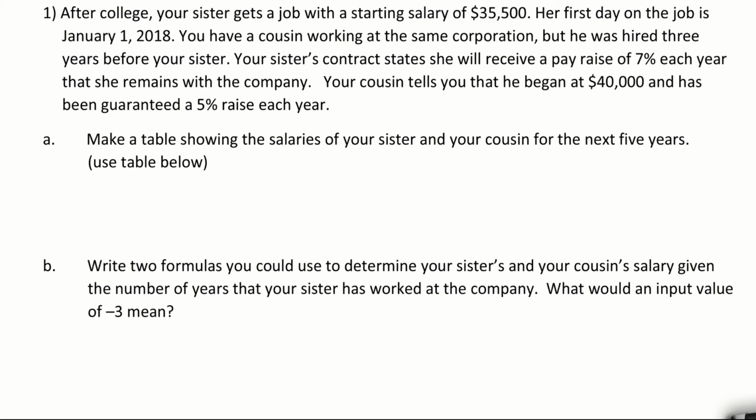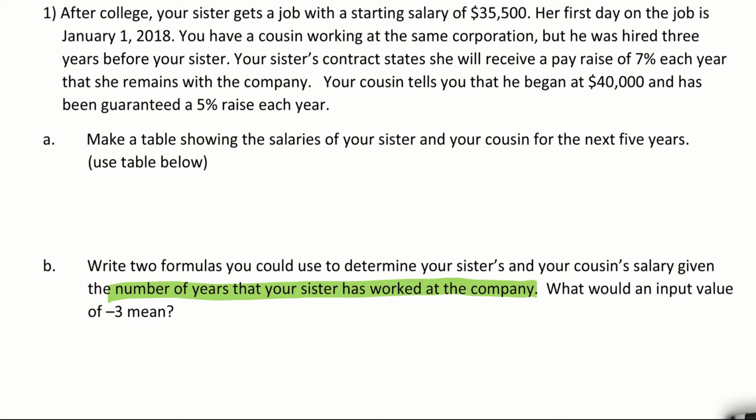It says, Part B, write two formulas you could use to determine your sister's and your cousin's salary given the number of years that your sister has worked at the company. So this is the thing that I think is most important. The number of years that your sister has worked at the company. And I'm sorry, that's too dark of a highlighter. Let me make this a color that we can see. Number of years that your sister has worked at the company. So that's exactly what I want x to be. I'm going to let x be the number of years that the sister has worked at the company.